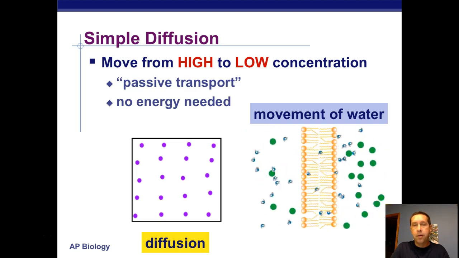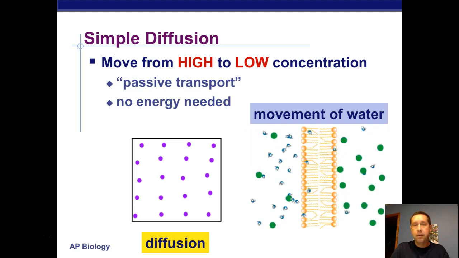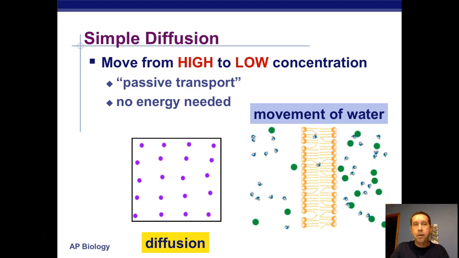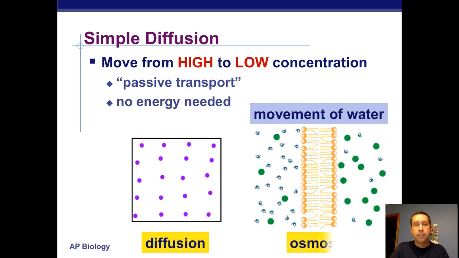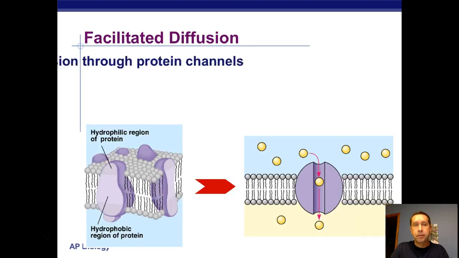So here we see the movement of water. The little molecules represent water. Water also moves by diffusion. We're going to talk more about water a little bit later on, but it's called osmosis.